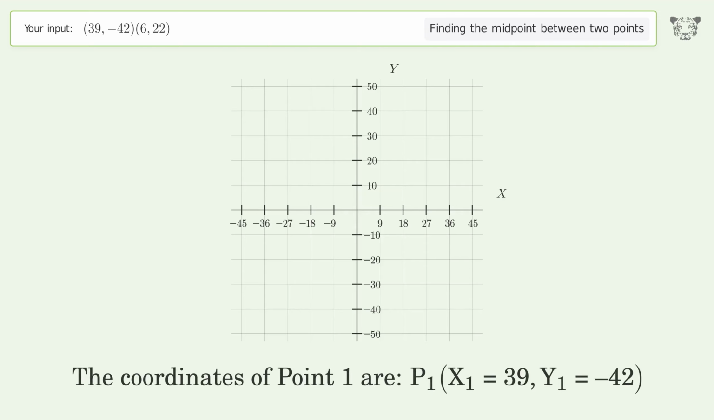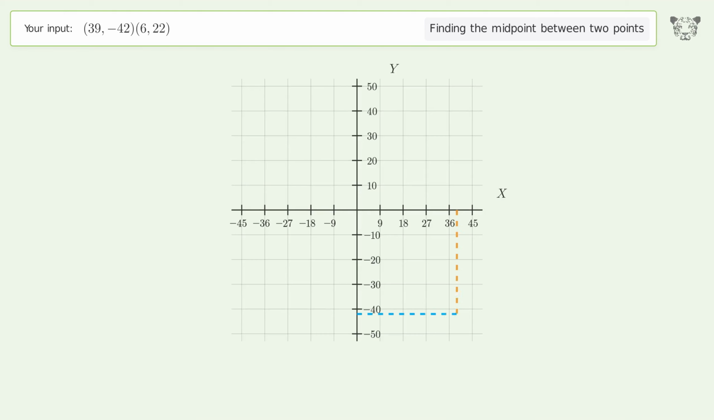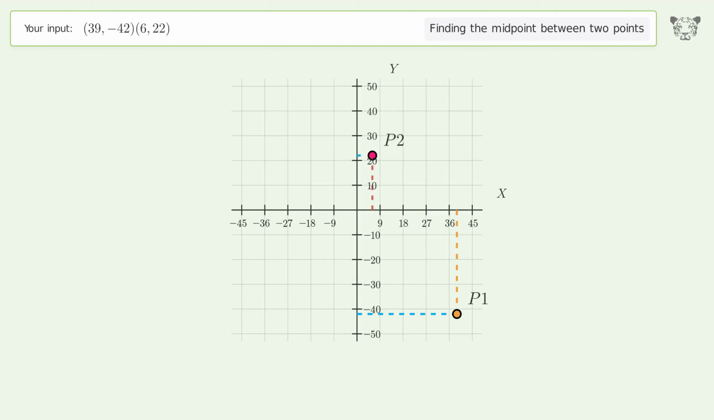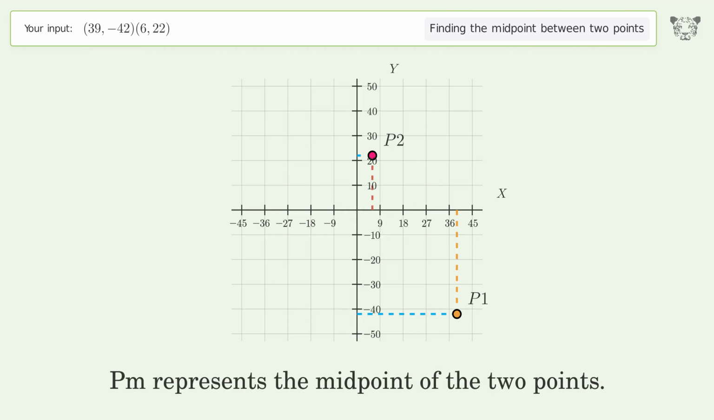The coordinates of point 1 are, x1 equals 39, y1 equals -42. The coordinates of point 2 are, x2 equals 6, y2 equals 22. PM represents the midpoint of the 2 points.